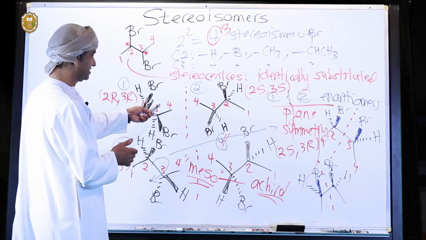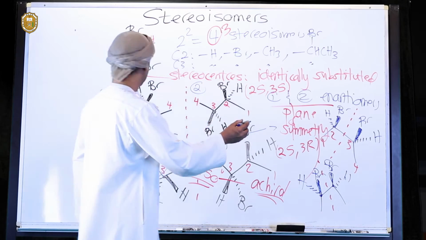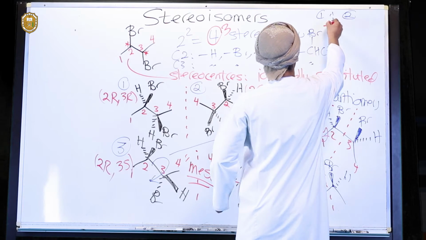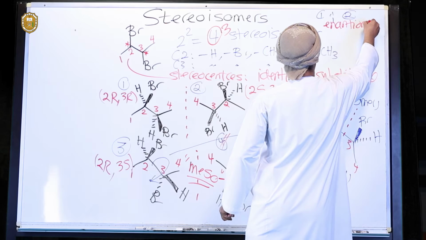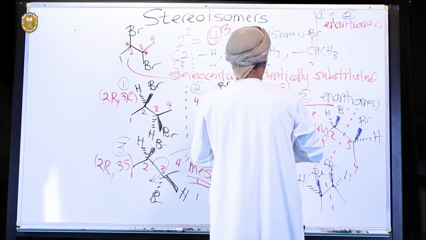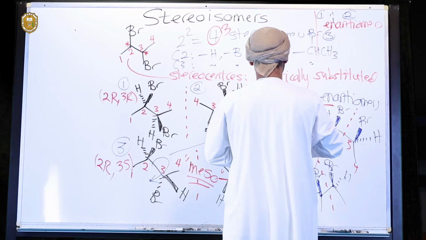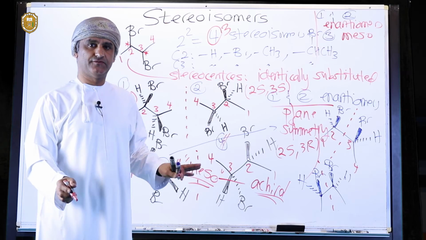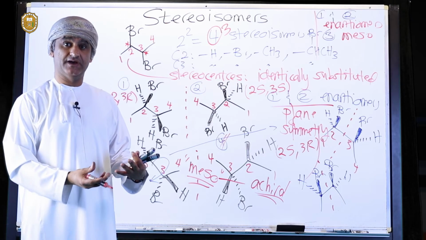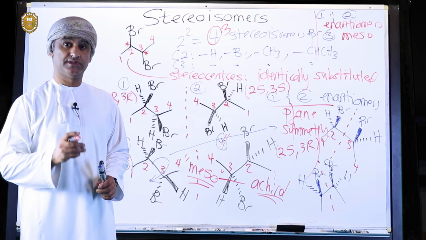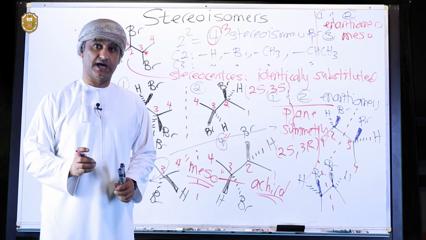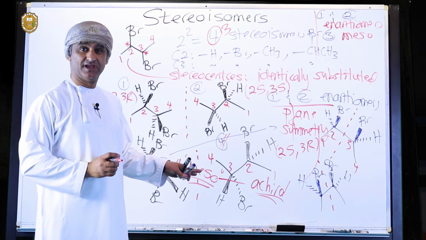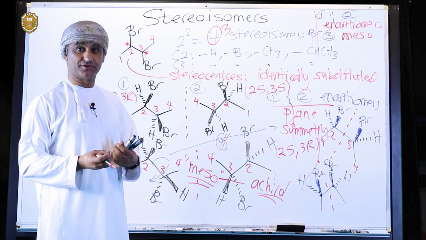1 and 2 are enantiomers. 3 is a meso. So we can summarize this. 1 and 2 are enantiomers. 3 is meso. There is no 4 again. 3 and 4 have been found to be the same. They represent the same stereoisomer. That's because you can convert one of them into the other. They are identical. And again, they have a plane of symmetry, and therefore the correct description for them is meso.